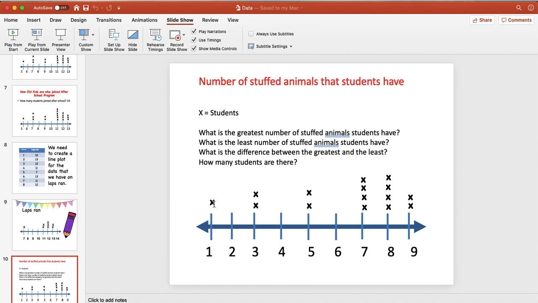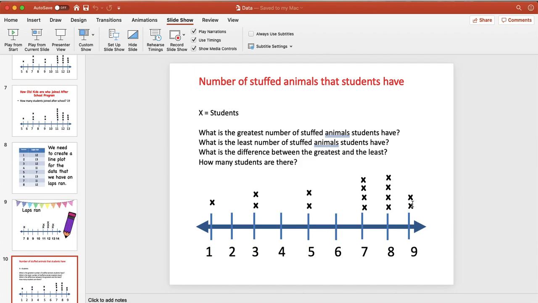And then my last question says how many students are there in total. So that's an addition problem. I'm going to count all of my X's to see the total amount of students represented here on this line plot. So we have 1, 2, 3, 4, 5, 6, 7, 8, 9, 10, 11, 12, 13, 14, 15. So I have 15 students in total.